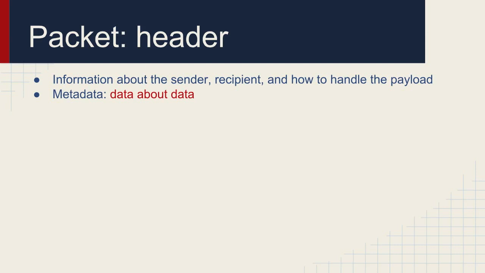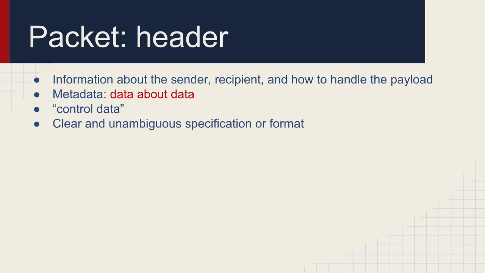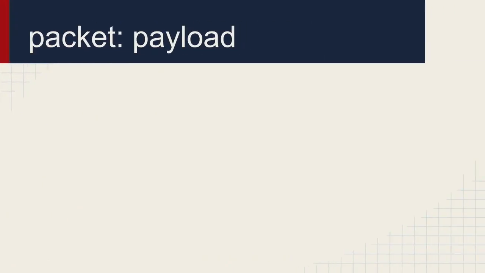You can think of a library as having a lot of metadata. That's information about books. So you go to a library website and find out, oh, this book is located on this shelf. That's metadata about the book, and that's what's contained in the header. It's information about where this data came from. It's also called control data, and it should follow a clear and unambiguous specification or format. So basically, what that means is that each packet should follow a strict guideline, so software that's using it knows how to handle that.